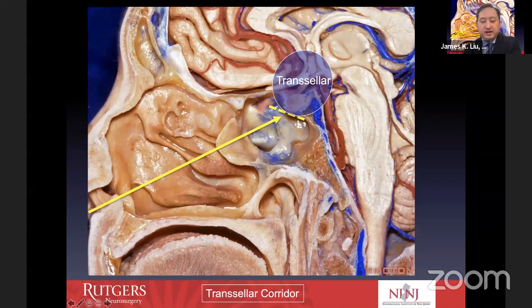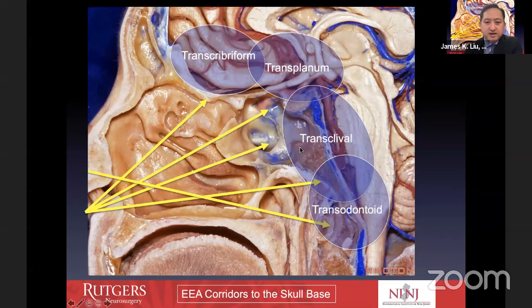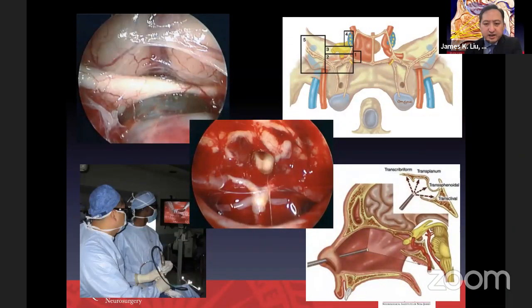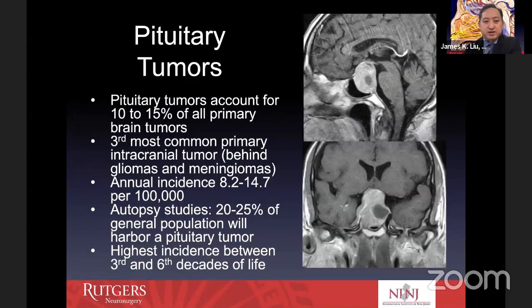Perfect. Okay. So the workhorse for the endoscopic approaches is primarily through the transcellular corridor for pituitary tumors. And of course, we can expand these approaches to other corridors from the cribriform down to the craniocervical junction. And of course, we can get to all areas of the ventral skull base and look at the basilar artery and suprachiasmatic region as well.